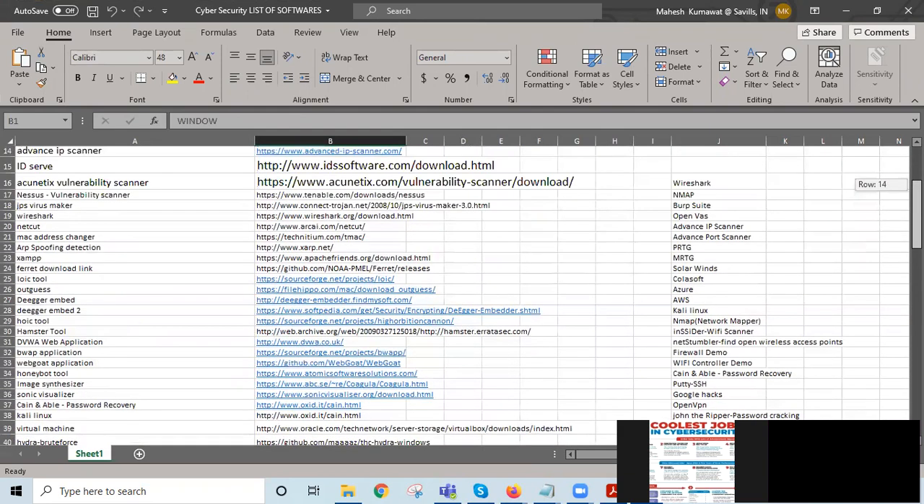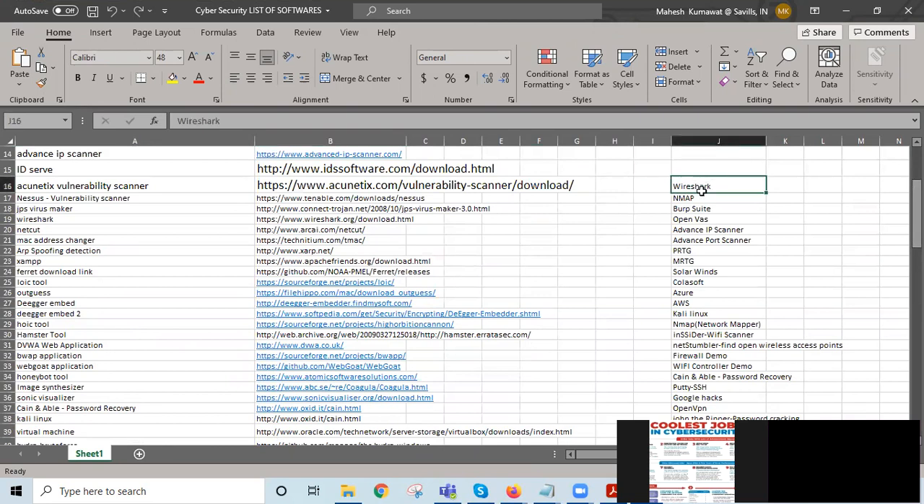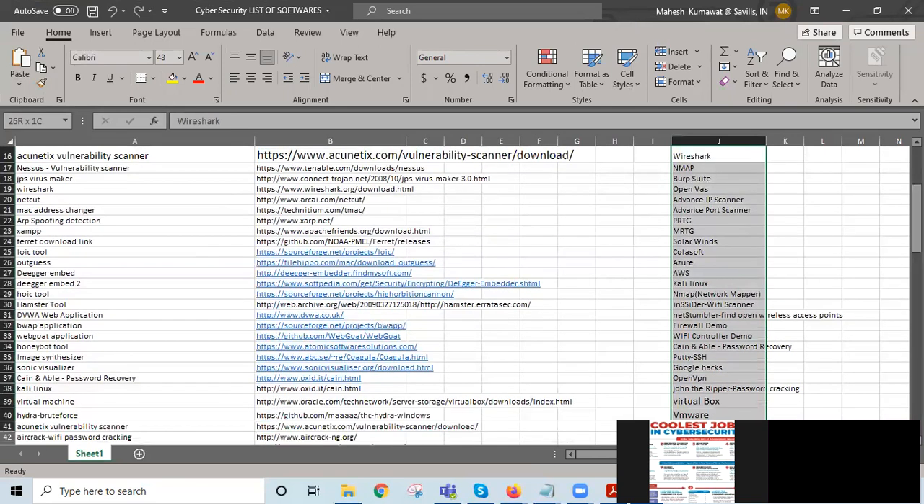This is a number of tools, my dear: Wireshark, Nmap, OpenVAS, Advanced IP Scanner, PRTG, MRTG, SolarWinds. So you will see we have a number of tools we're going to discuss. These are the practical approach I'm talking about here.